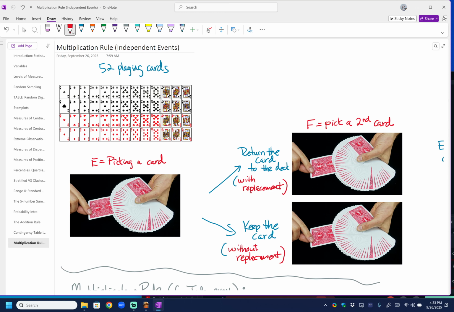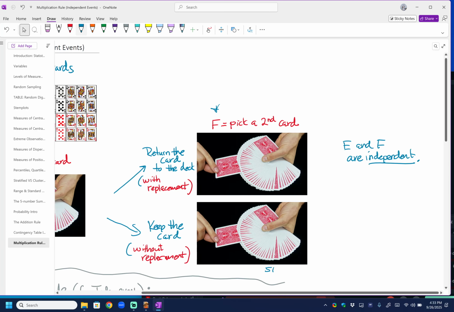Okay, so this creates a little bit of a change in the scenario. Why? If you don't put the card back in the deck, we go from 52 cards to only 51. So when we go to pick the second card, event F, we now have a different denominator for our probability because the sample space has changed. This means that picking the first card has affected the probability of picking the second card. So we would say that E and F are now dependent.